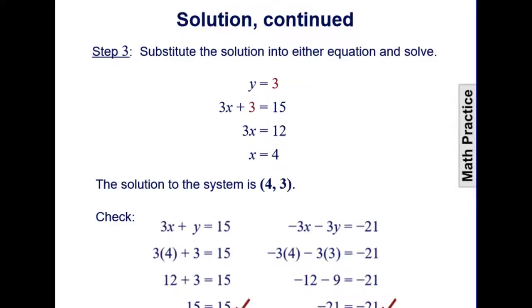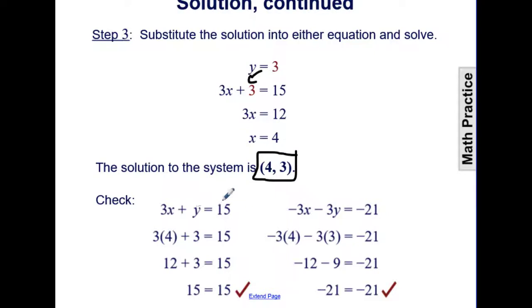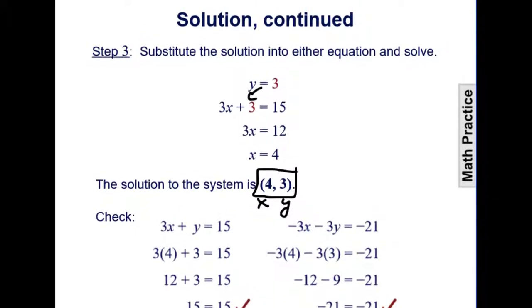Now we can take y equals 3 and substitute into either equation. We're choosing 3x plus y equals 15 and substituting in. If we solve, we subtract 3, divide by 3, and get x equals 4. So the solution to the system is 4, 3. It checks out when we substitute x equals 4 and y equals 3 into both equations: 15 equals 15, negative 21 equals negative 21. So it checks out as our solution.